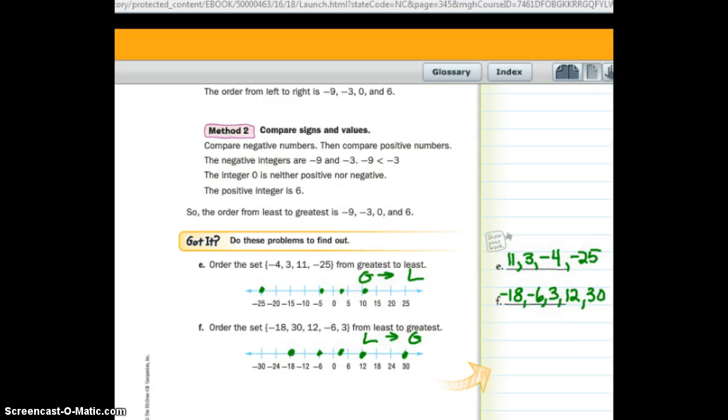Now let's see how many of you got E correct. Did you first label greatest to least, or did you just assume that it was least to greatest? By putting the G to L, you will always get these problems right. In E, 11 is greater than 3, is greater than -4, is greater than -25. For F, it's the opposite. We're now talking least to greatest. -18 is less than -6, is less than 3, is less than 12, is less than 30. Let's go to the next page.